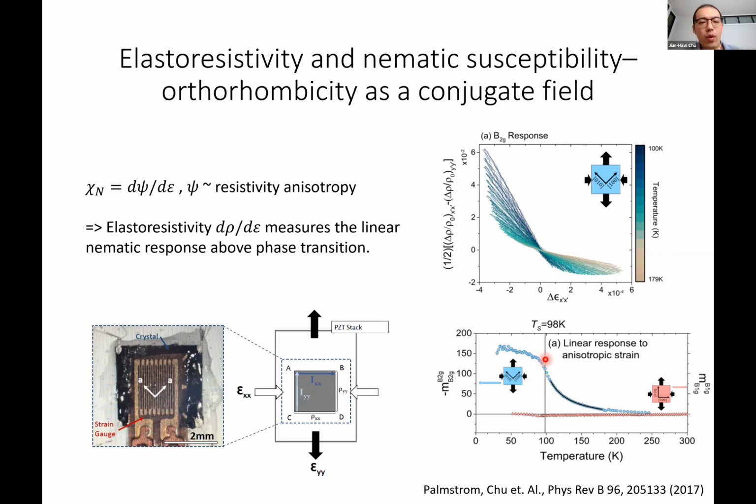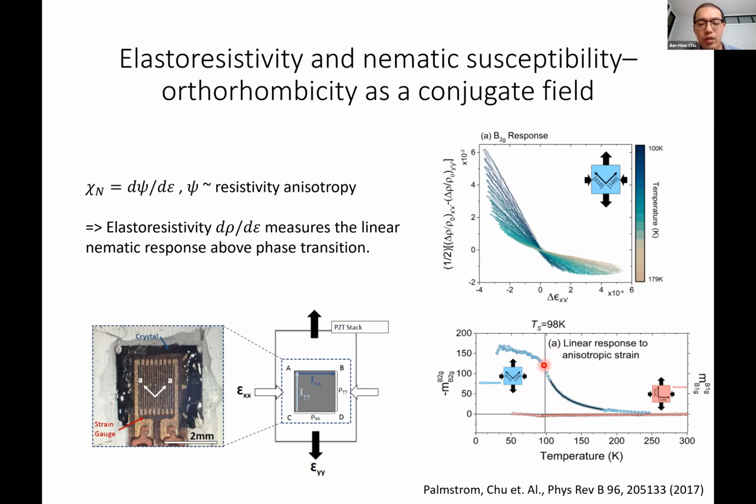Now, one thing I want to point out, which will be useful later, is that if you look closer, you'll find that this elastoresistive coefficient, although having a divergent 1/T temperature dependence, actually doesn't reach an infinite value as you're sitting on the phase transition. So this is unlike the ferromagnet, where you do believe that the magnetic susceptibility will diverge at the critical temperature.